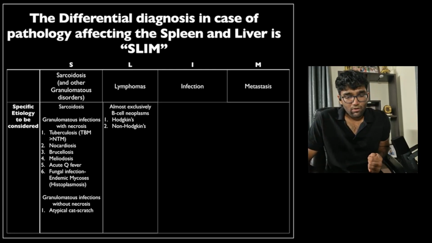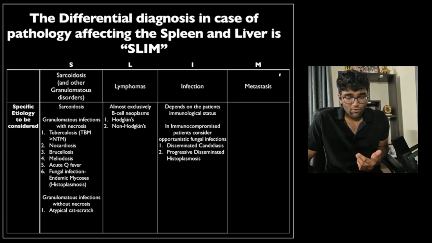In case of lymphomas, they could be almost exclusively B-cell lymphomas. They could be Hodgkin's and non-Hodgkin's. Again, we will have an entire series dedicated completely to this. Then among infections, if you have multiple lesions within the spleen and the liver, you must consider disseminated fungal infections, particularly in immunocompromised patients, actually exclusively immunocompromised patients. So that would be disseminated candidiasis and progressive disseminated histoplasmosis. And finally, we have metastasis.